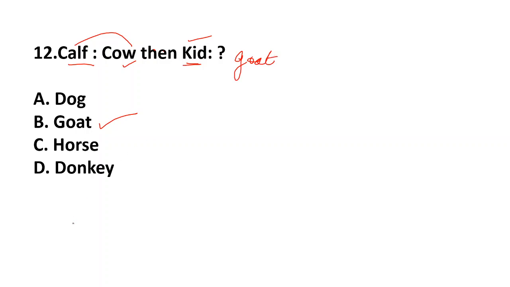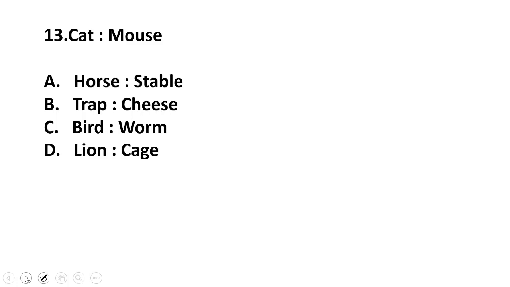Alright, the next one, number 13. Thirteen words you have learned by now. Cat, mouse. So cat does what? Cat eats the mouse. So mouse is the prey of the cat. It's a victim of the cat.